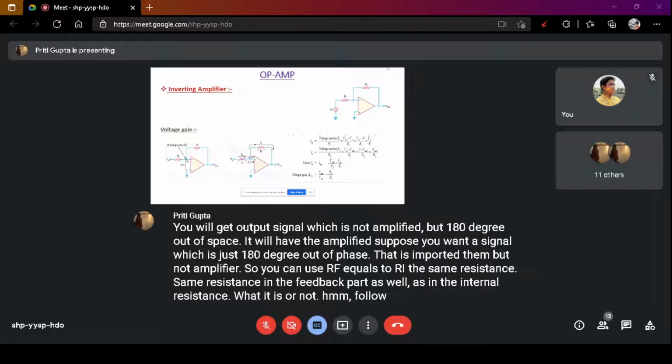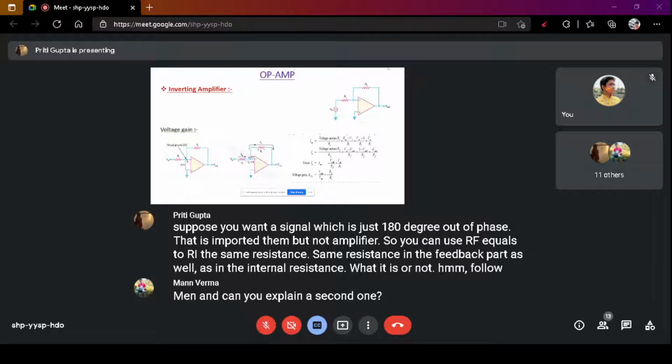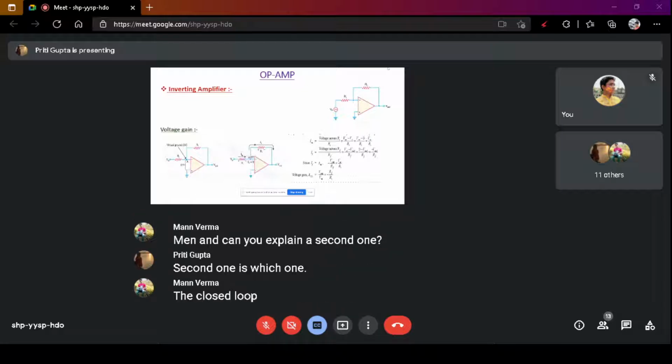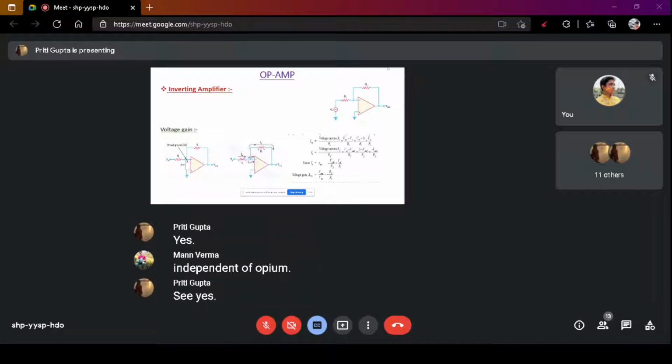Can you explain the second point? The closed loop voltage gain is independent. We have read CMRR, okay?